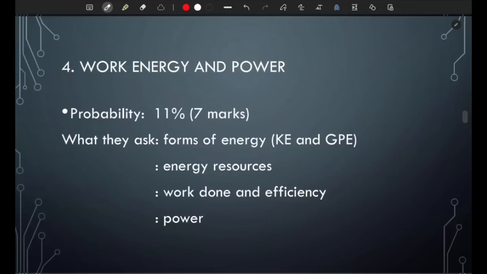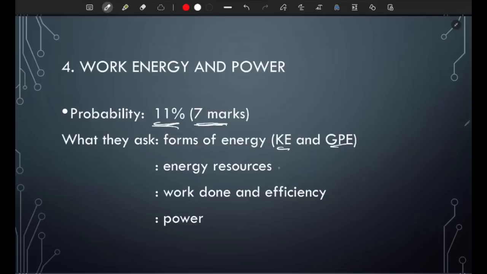The next one is work, energy, and power. It takes about 11% of the paper, so around 7 marks. Work, energy, and power questions are usually embedded under forces questions. They usually ask you the different types of energy, usually kinetic energy and gravitational potential energy. They usually ask you to calculate the GPE and the KE after a forces question. So maybe at the end of a forces question, expect to see a calculation for kinetic energy or gravitational potential energy.